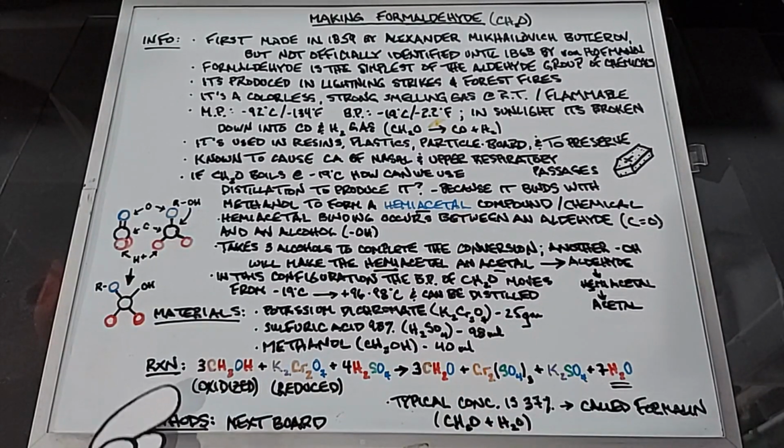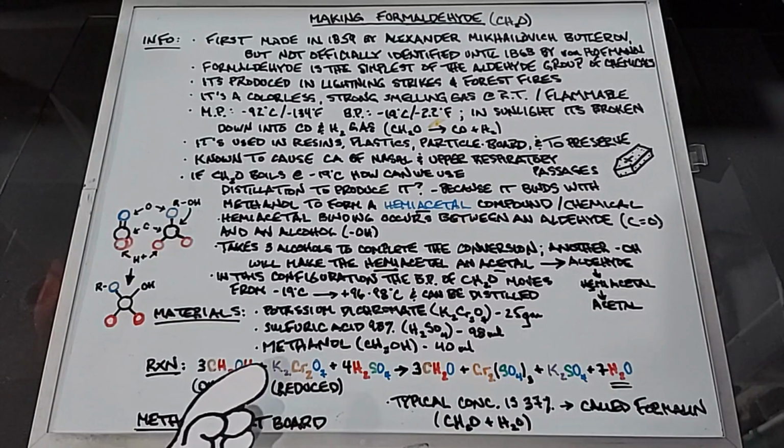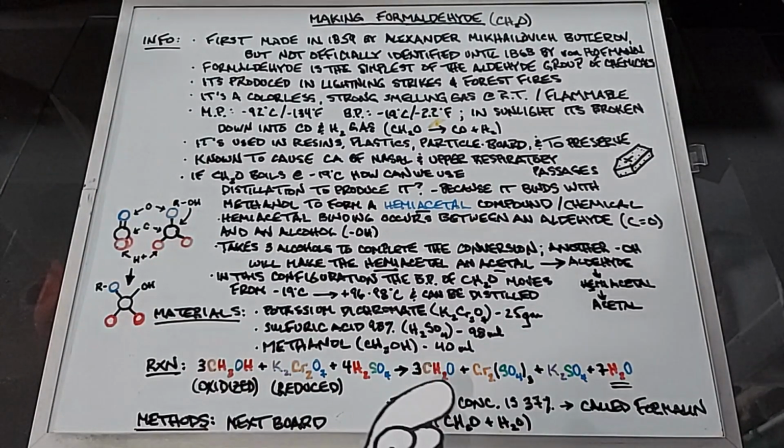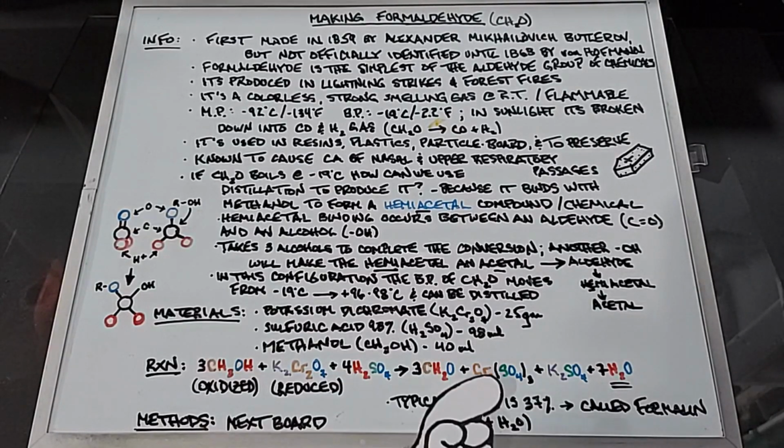In the reaction, the methanol is oxidized while the potassium dichromate is reduced. Because formaldehyde really is a gas in most situations at room temperature, it is often mixed with water, and it can reach a percentage of 37%. At that percentage, it's actually called formalin.